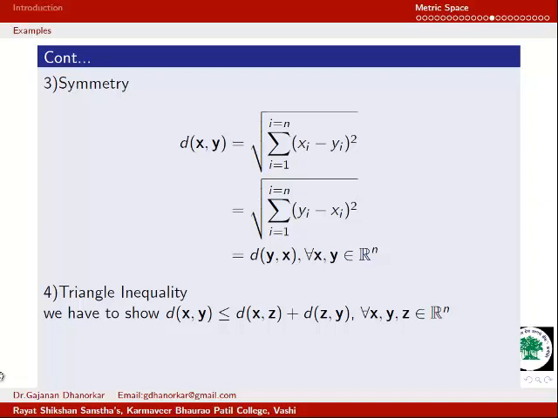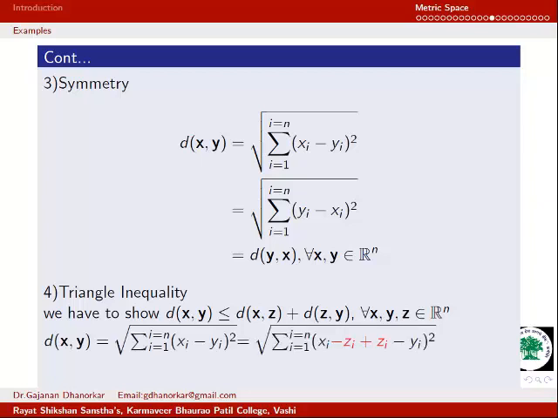Now we will do the triangle inequality. That means we have to show this result for x, y, z in R raised to n: d of xy is less than or equal to d of xz plus d of zy. Now again, this is our definition of our given function. Here I am inserting this minus zi and plus zi, adding and subtracting, then taking pairs in this way: xi minus zi in this bracket plus zi minus yi in this bracket. Then we will check what will happen.